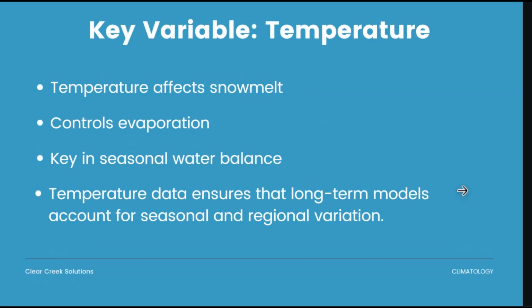Temperature also influences water movement in multiple ways. In colder climates, it determines snow accumulation and melt, which can cause spring flooding. And in warmer regions, higher temperatures accelerate evaporation and alter soil moisture. Temperature data ensures that long-term models account for seasonal and regional variation.